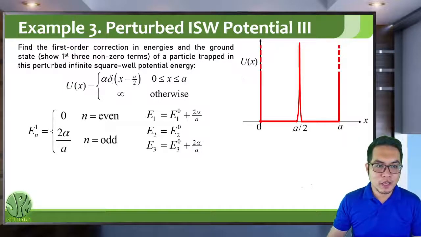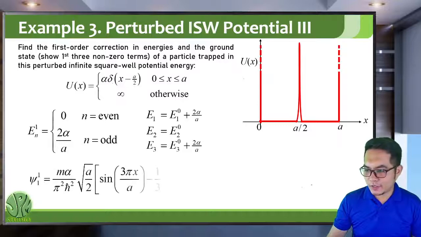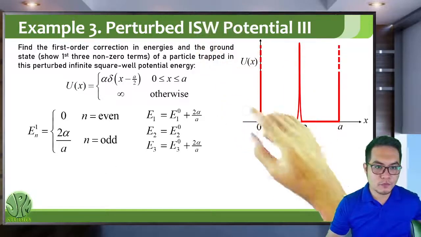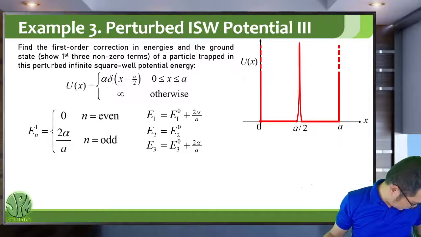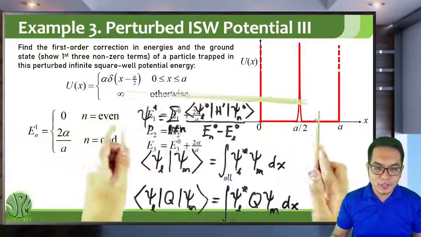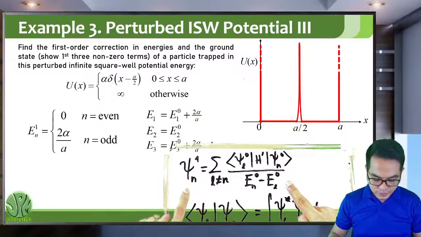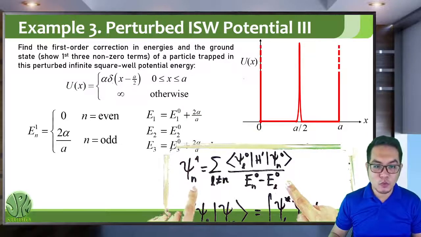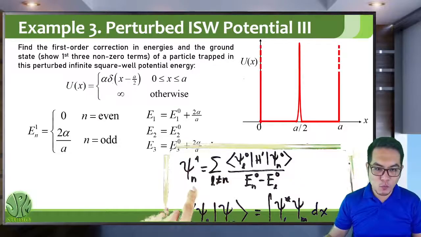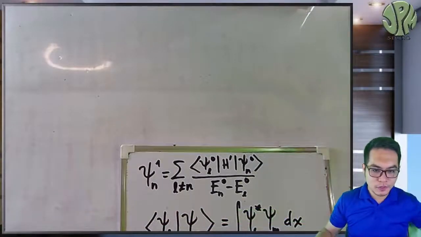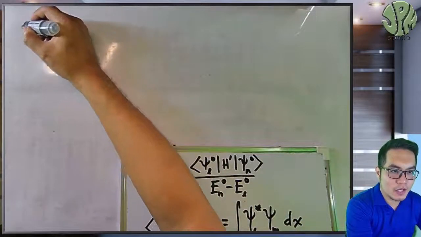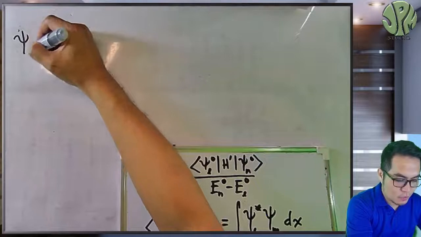Okay, how about the ground state? The first order correction in the ground state. Okay, sorry, only show the first 3 non-zero terms. So if you recall, this is the equation. For the ground state, n is equal to 1. So we have psi 1, 1. Let's go back to my board work mode. So the ground state correction is psi 1, 1.